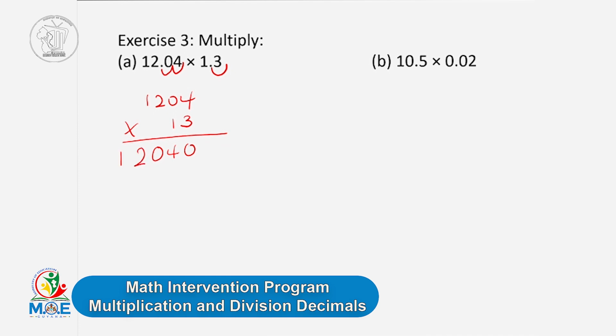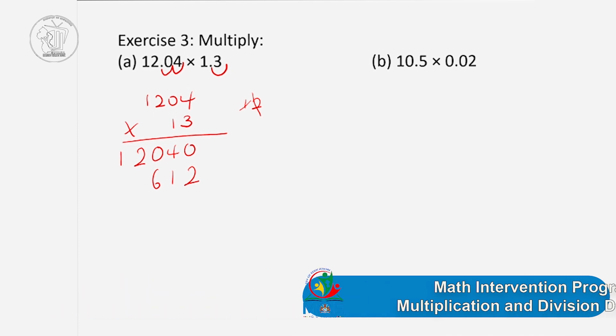And then we multiply with the 3. 3 times 4 is 12. 3 times 0 is 0 plus 1 is 1. 3 times 2 would give me 6. And 3 times 1 would be 3.